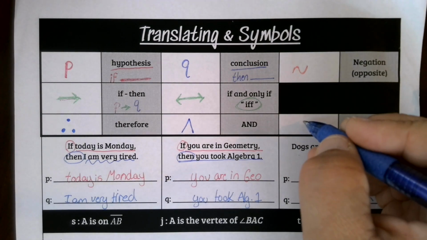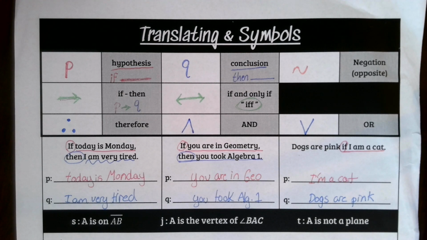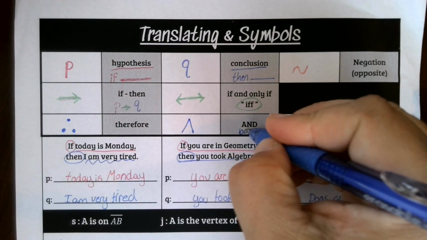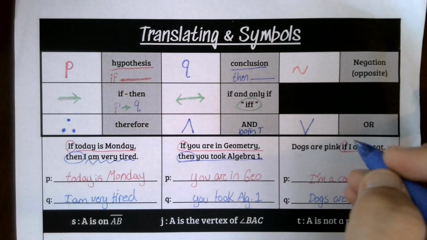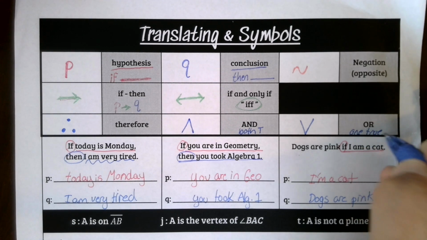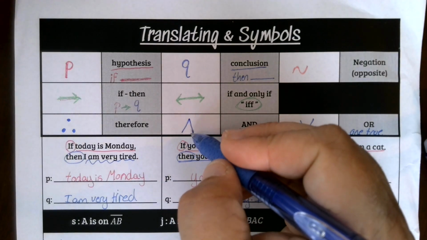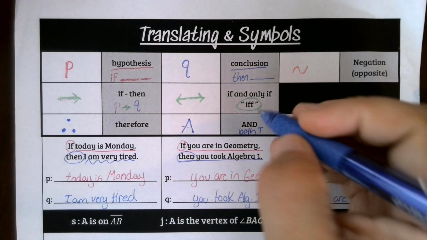And or is if you have one true or the other. And both have to be true. Or you have one true at least. Okay, they can both be true, but at least one has to be true. You'll notice the and symbol kind of looks like an A, right?